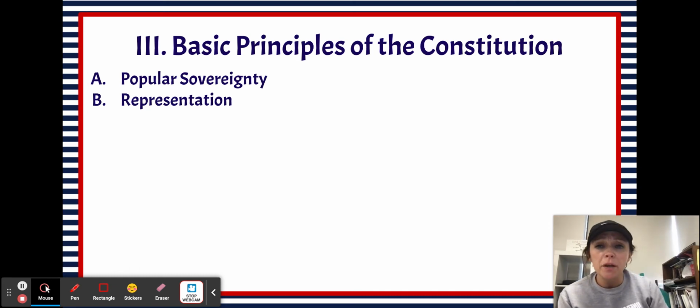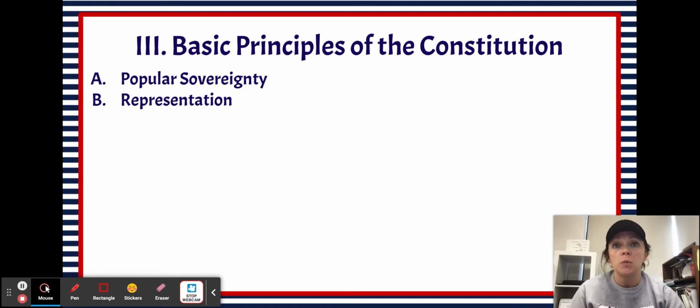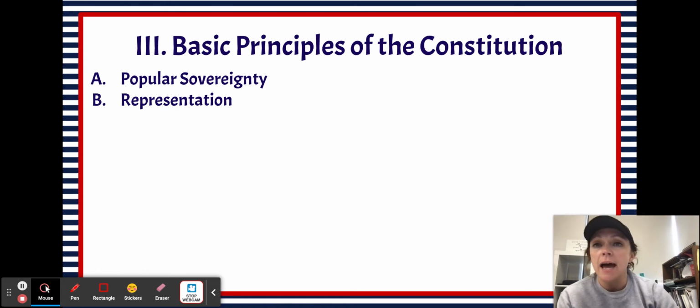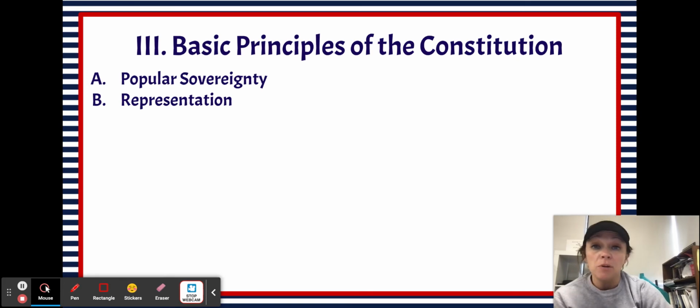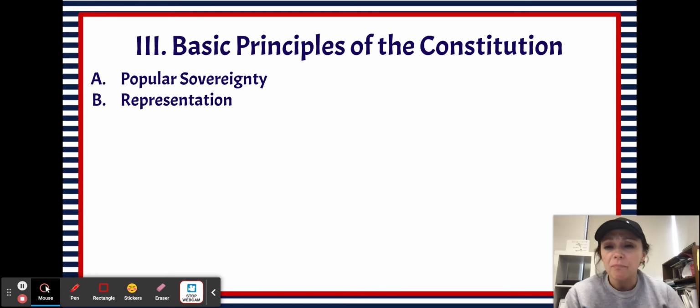Another big principle that our Constitution was founded upon was the idea of representation. We wanted to make sure that we were represented in our government. And that goes all the way back to our history as British colonies, that we didn't repeat those issues that we were having when we were not represented, when we didn't have a parliamentary leader who represented the colonies who could speak on our behalf.